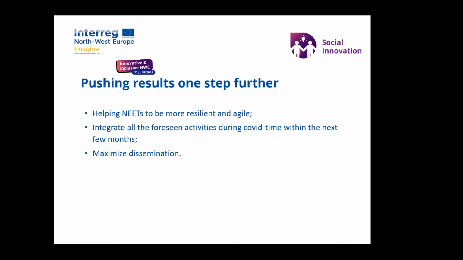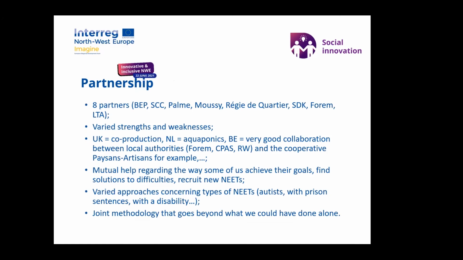For example, in the UK, the crop production model, and in the Netherlands, aquaponics, and so on. One strength of the partnership is that we can help each other, and we have varied approaches concerning the participants, because even the participants are different from one partner to another: with autism, sometimes youth, people who face difficulties with the youth justice system or with a disability. What we get is a joint methodology that goes beyond what we could have done alone.